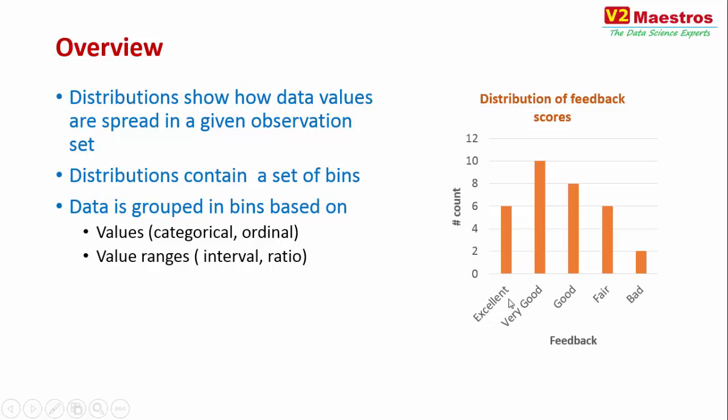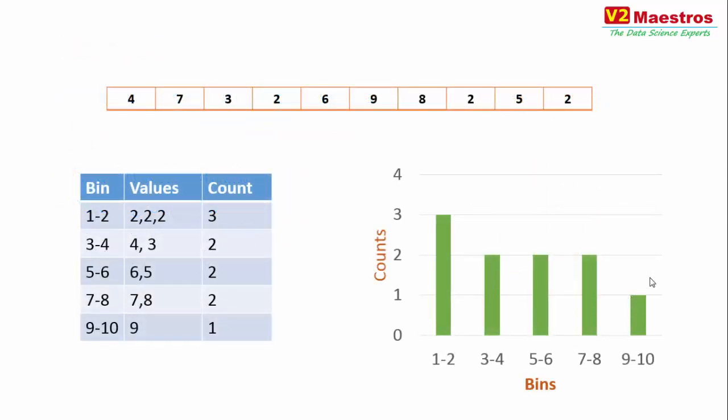What about interval or ratio data? In the case of interval or ratio, the bins are usually ranges of values. You convert them into ranges of values like 1 to 10, 10 to 20, 20 to 30. Typically, they are equal sized ranges, and then you show how many values occurred in each of these ranges. That is how you would do a distribution for interval or ratio data.